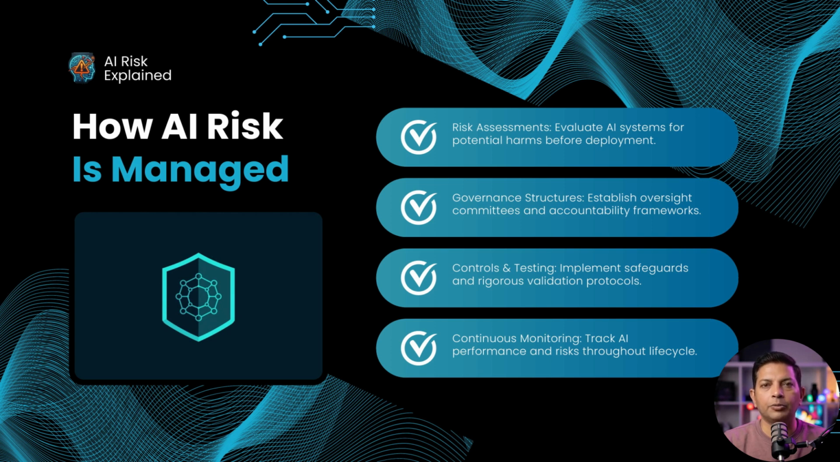Finally, continuous monitoring is critical. AI systems are not static, they evolve over time, so organizations need to regularly monitor performance, detect issues, and take corrective actions. Frameworks like the NIST AI Risk Management Framework provide guidance on how to structure these activities.